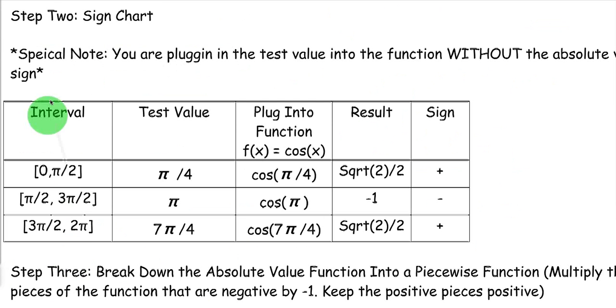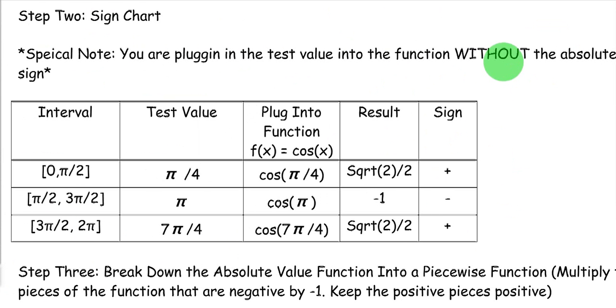Step 2 is going to be the same as before. We're going to come up with a sign chart. Remember, you're plugging in the test value to the function without the absolute value sign. So in other words, just cosine of x. We already alluded to this before. From 0 to pi over 2, cosine is positive. It's above the x-axis. We can do that using this test value of pi over 4, which is between 0 and pi over 2.